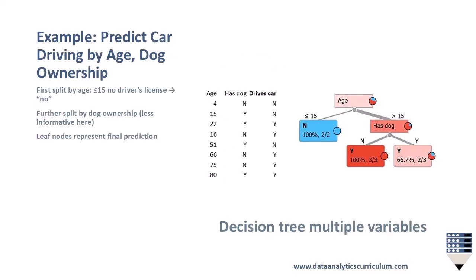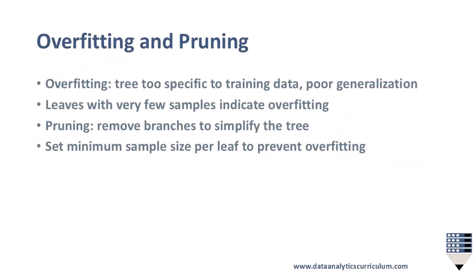Example: predicting car driving by age and dog ownership. Let's take another. If we're predicting whether someone can drive a car, the first split might be based on age. If age is 15 or below, the model predicts no driver's license. For older individuals, the model might look at another variable, like whether they own a dog, though that variable might not be as informative. The final leaf nodes show the predicted answers for each path through the tree.